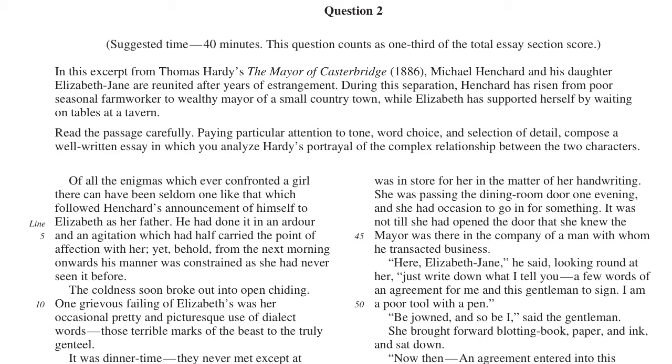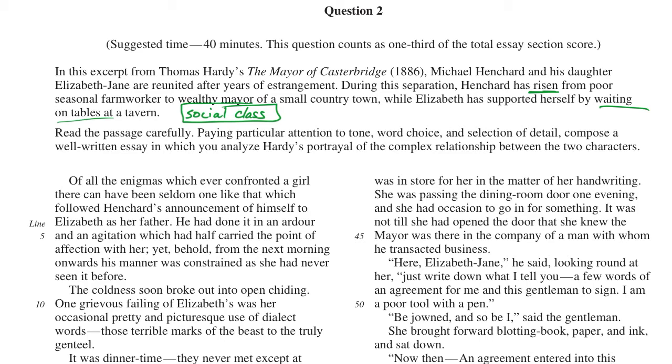So if I'm paying attention to these directions, I'm picking up on one possible core idea already, and that's social class. We've got one person who has risen from poor seasonal farm worker, and his daughter has spent that time supporting herself by waiting on tables. So social class is obviously going to play an important role in this passage, and that gives me a direction already.